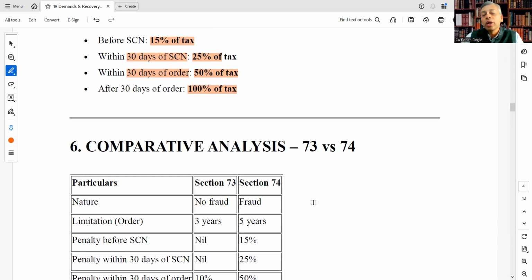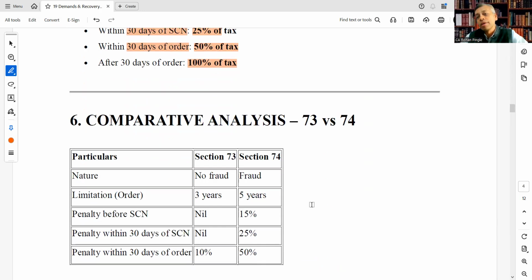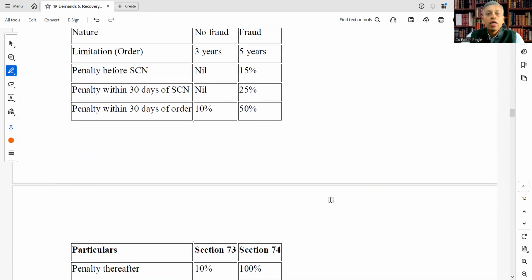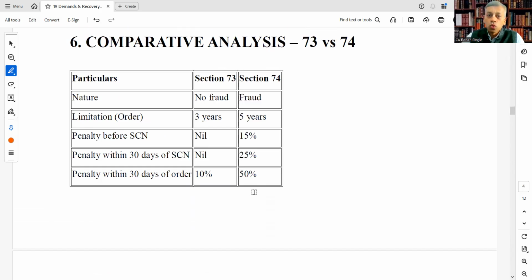Let's see comparative analysis between section 73 and 74, so it will be easy to understand. First, nature. Of course, section 73 deals with no fraud, section 74 fraud cases. Limitation of order: 3 years in case of 73 non-fraud cases and 5 years in case of 74. Penalty before show cause notice and penalty within 30 days of show cause notice: nil in case of section 73 non-fraud cases, but 15% and 25% respectively in case of section 74 fraud cases.